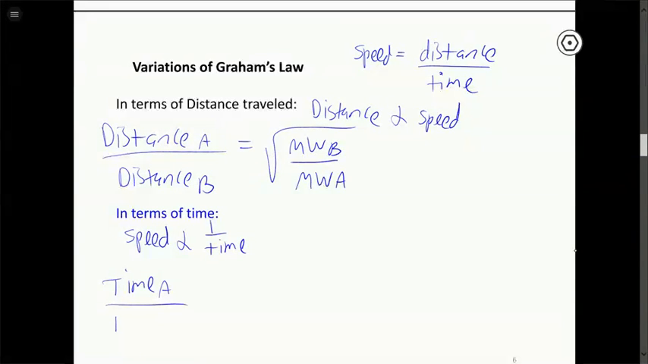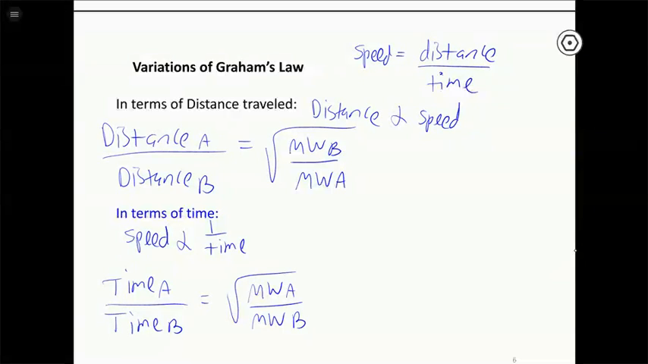So when we rewrite the equation in terms of time, we have to invert one side of the equation or the other. So if we're taking the ratio of two times, that's going to be directly related to the square root of the ratio of the molar masses. So in this case, we don't have to invert the ratio on the other side.